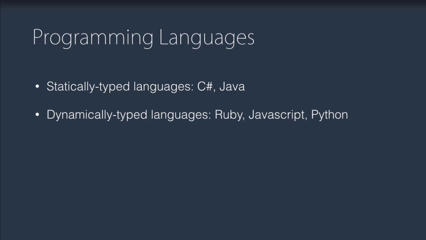Languages are divided into two types: statically typed languages and dynamically typed languages. Or in short, we can say static languages or dynamic languages. Examples of static languages are C# and Java. Dynamic languages are like Ruby, JavaScript, Python, and so on.